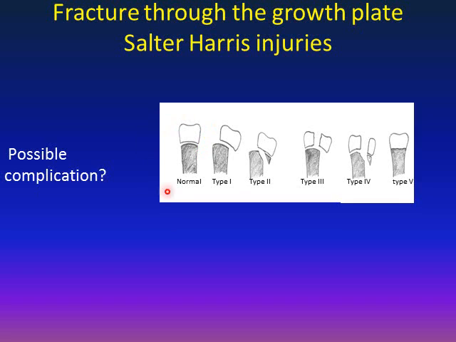So again, this is a normal picture of a growth plate. This is type 1, in which the whole epiphysis had moved in relation to the metaphysis. Type 2 is the whole epiphysis with part of the metaphysis.